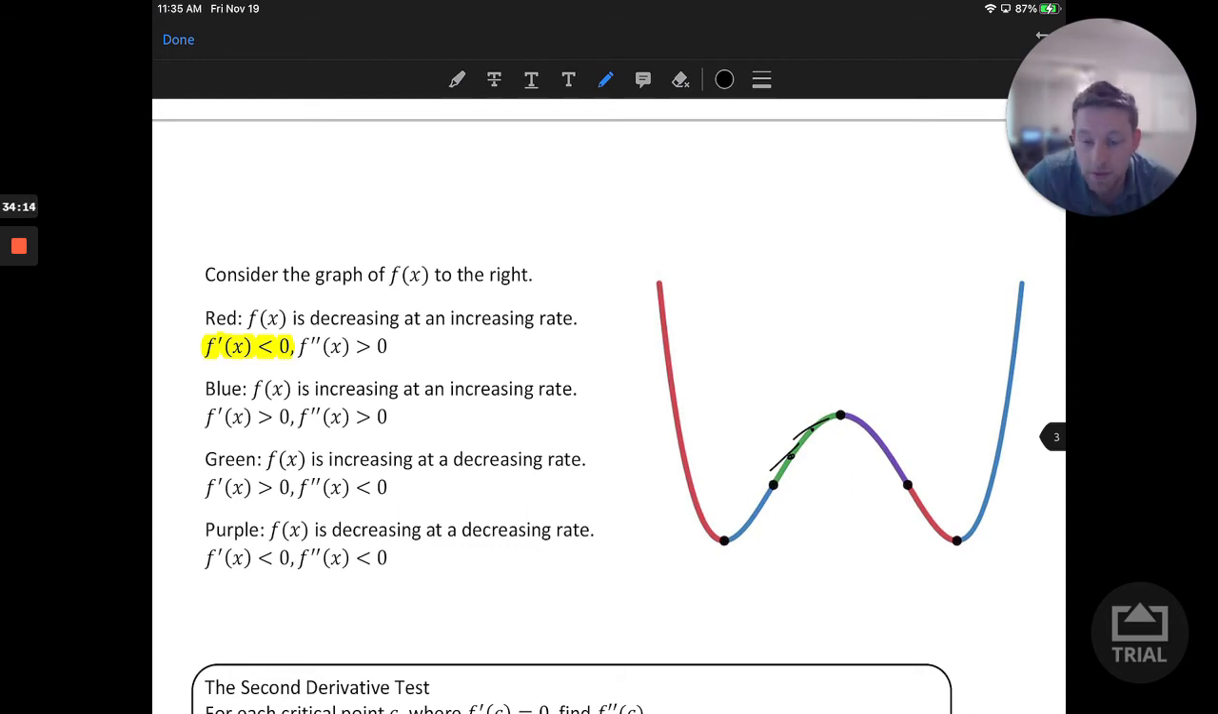And then the last portion would be the purple portion of this graph. That would tell us that our function is decreasing at a decreasing rate. And so that means that we are decreasing in slope. f prime is less than 0, and f double prime is also less than 0. So concave down and decreasing.